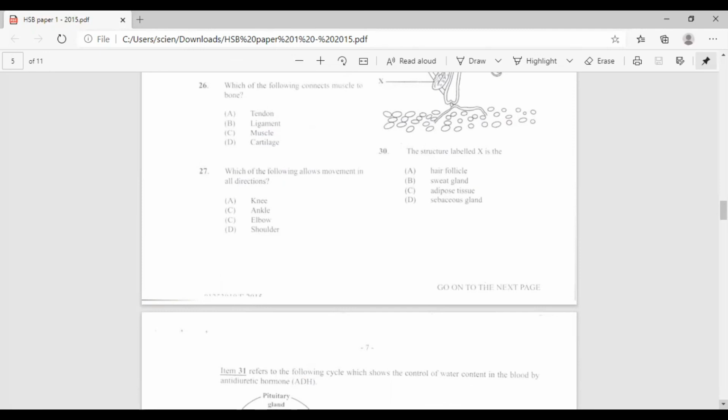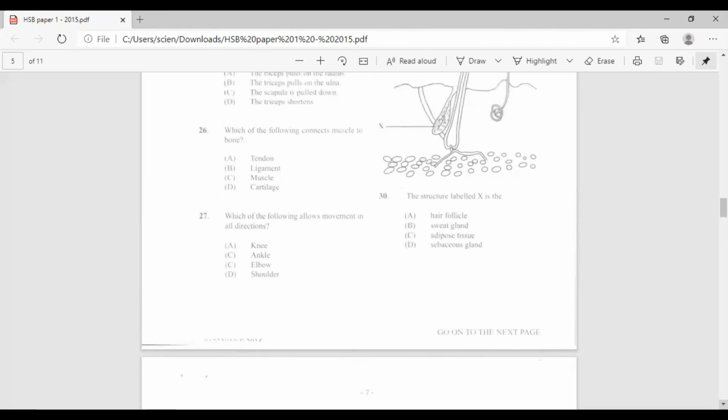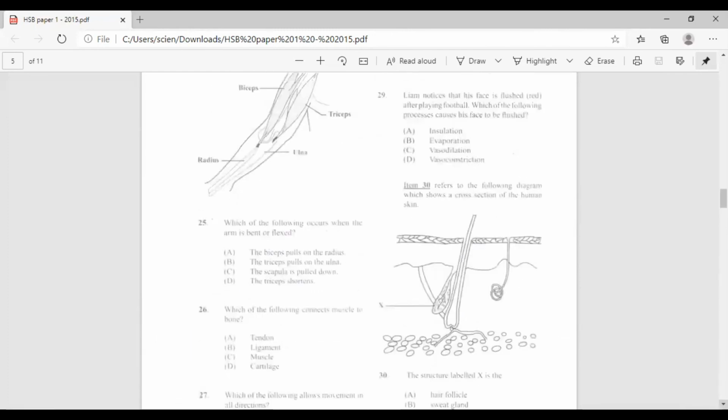27. Which of the following allows movement in all directions? So we have A, knee, B, ankle, C, elbow, D, shoulder. So the answer would be D, the shoulder, because the shoulder has the ball and socket joint, and that would allow movement in all planes.